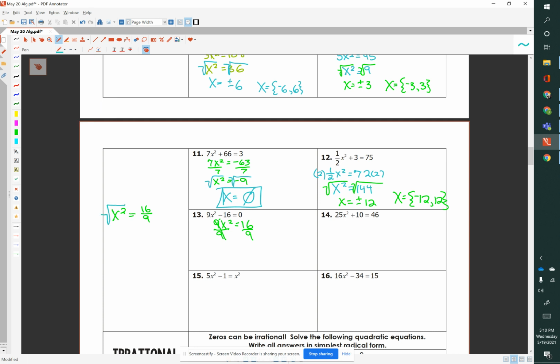We can take the square root of a rational number that has a perfect square in the numerator and in the denominator. So x would equal plus or minus the square root of 16 is 4, the square root of 9 is 3. So our set notation would be negative 4/3 and positive 4/3.